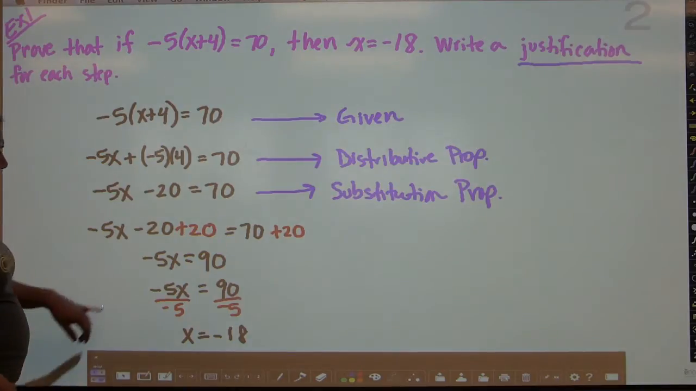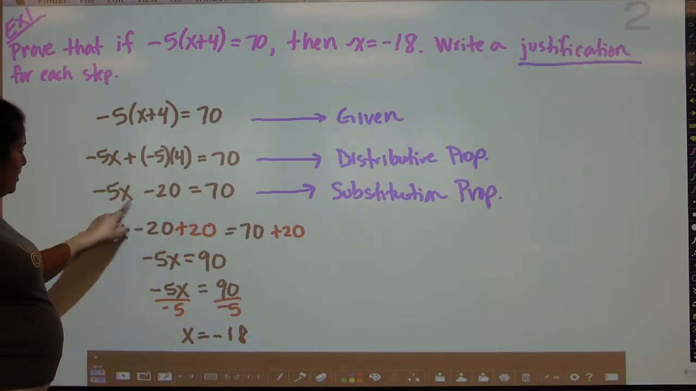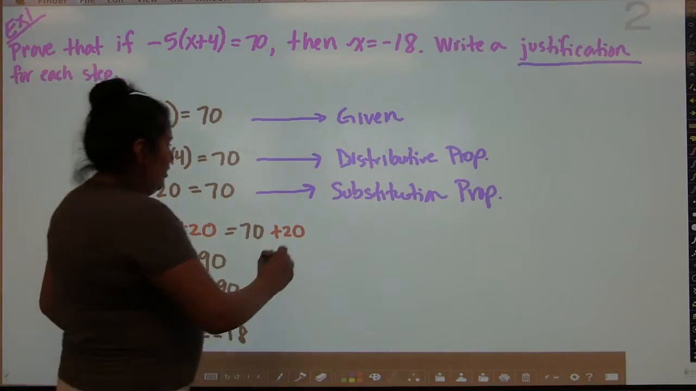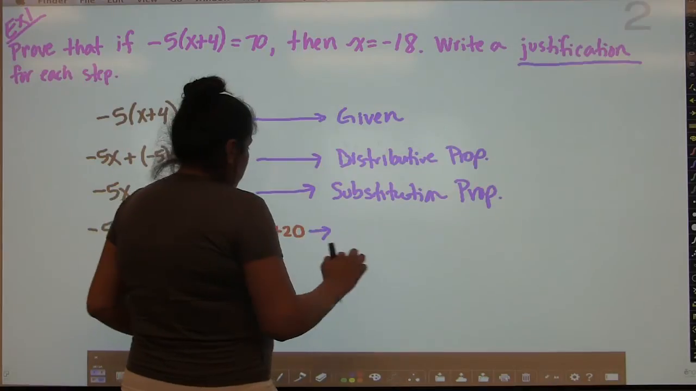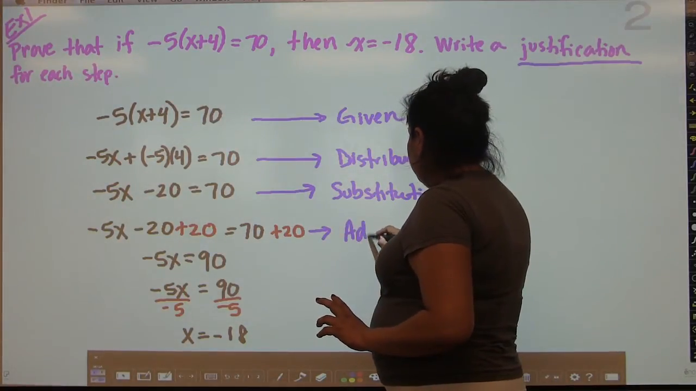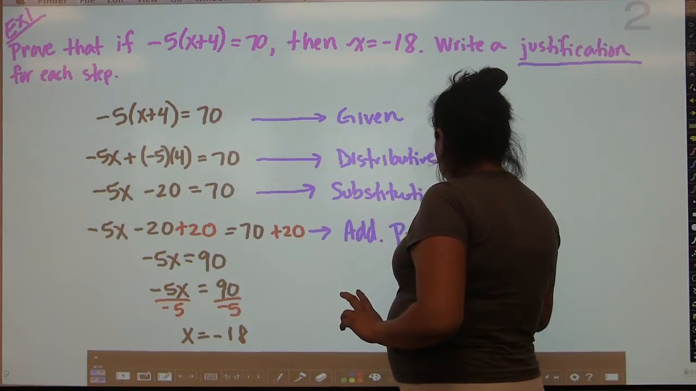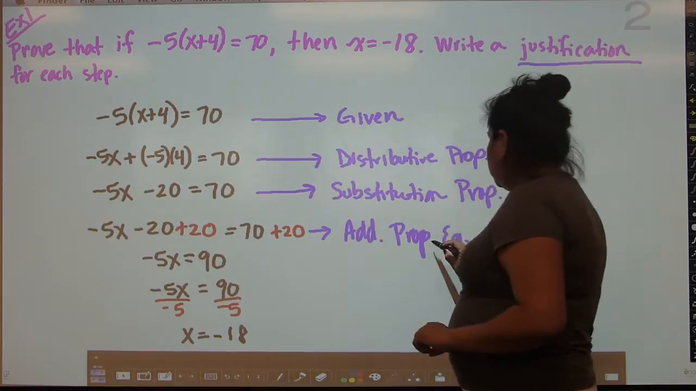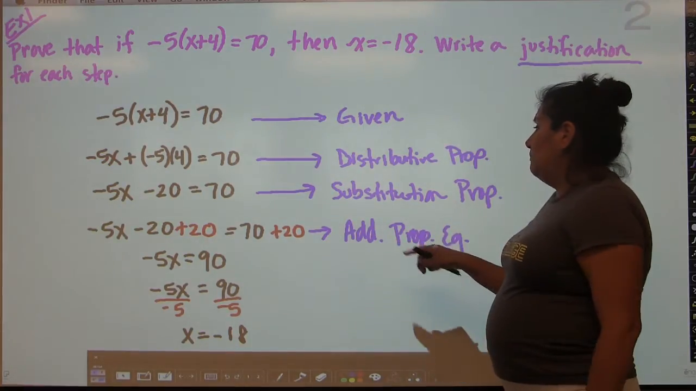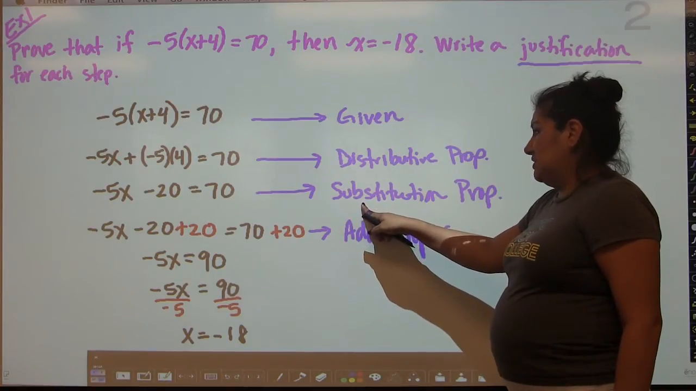Okay, and then we have here in red, you can kind of see what happened here, is I have the same equation from before, but I'm adding 20 to both sides. And we just said earlier that when you add the same number to both sides, you still have an equivalent statement. So that's the addition property, add prop EQ. See, you can do add prop EQ for addition property of equality, but with substitution, you don't want to put sub, because it could be subtraction.